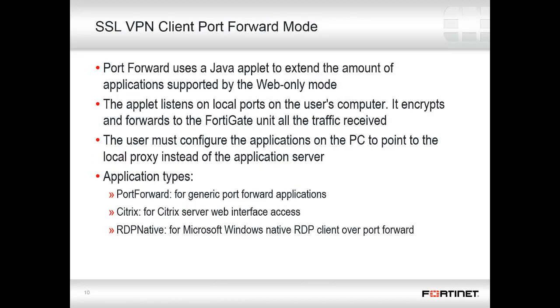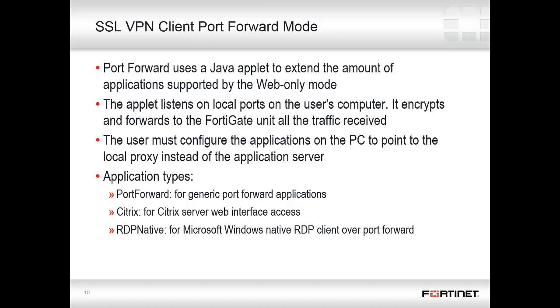The third SSL VPN mode is called Port Forward. It uses a Java applet to extend the application supported by the web-only mode. The applet is downloaded from the SSL VPN portal and runs locally on the client's PC. It encrypts and forwards to the VPN all the data received on local ports on the user's computer.